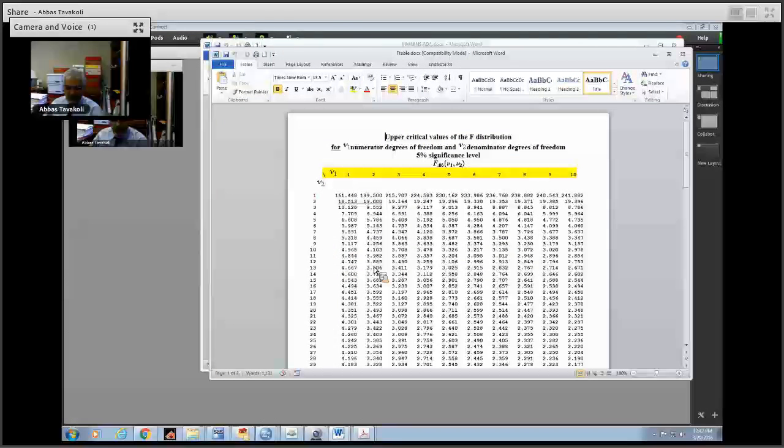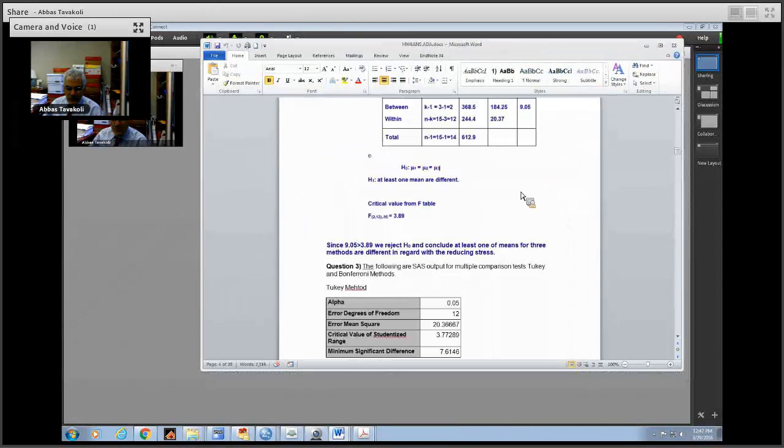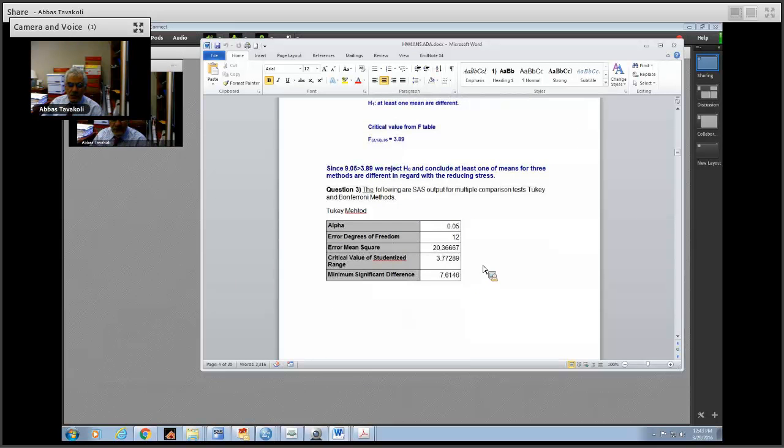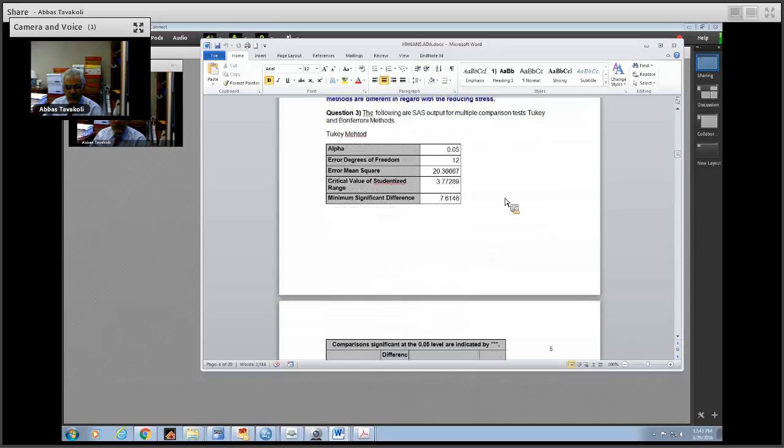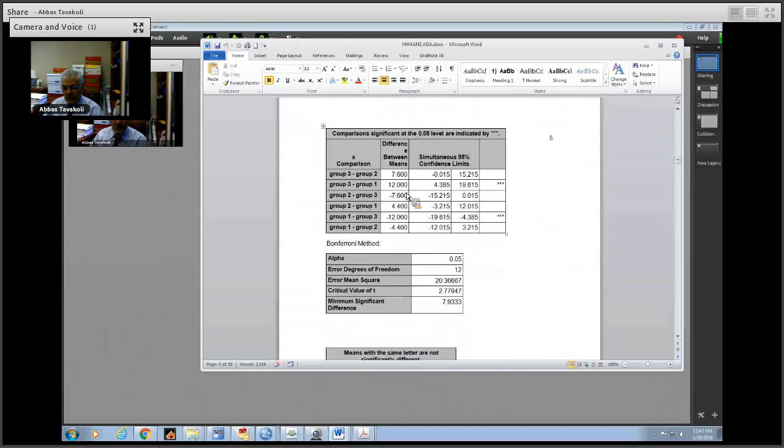This is your hypothesis test, and for the critical value you're using 2 and 12 degrees of freedom, because between is 2 and within is 12, with 0.95. From the F table, 2 and 12 for alpha 0.05, you get 3.885. If you round it, 3.89. Since your test statistic is greater than 3.89, the critical value from the table, you would reject the null and conclude there is at least one difference regarding reducing stress.